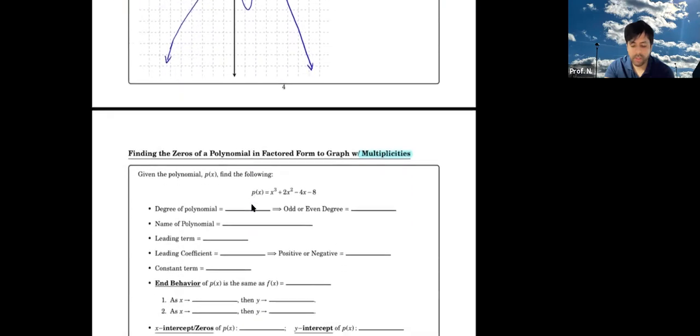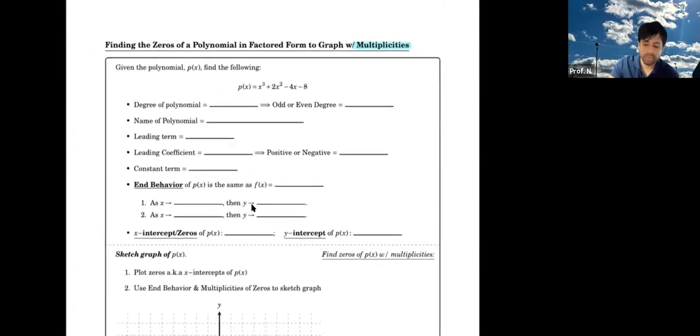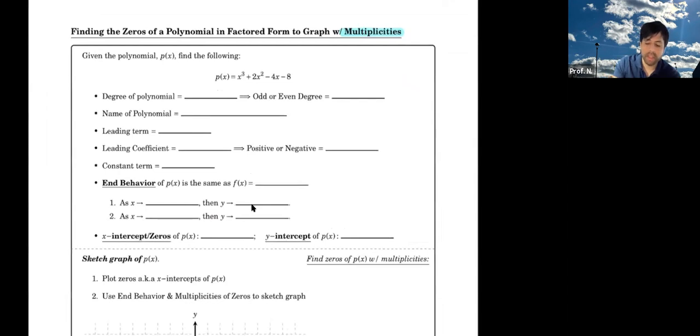And hopefully you see this with this example here. You see what I mean? So what's the degree of the polynomial? This should be quick. 3. This is odd. This is a cubic. The leading term is x cubed. The leading coefficient is 1. It's positive. The constant term is -8. It's the same thing as x cubed. This goes to infinity, infinity, negative infinity, negative infinity. What is the y-intercept? Well, the y-intercept is exactly -8 or 0 comma -8 because that's the constant term.